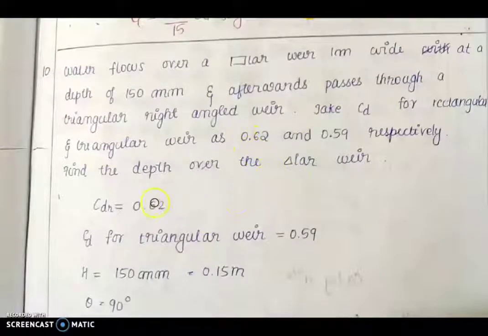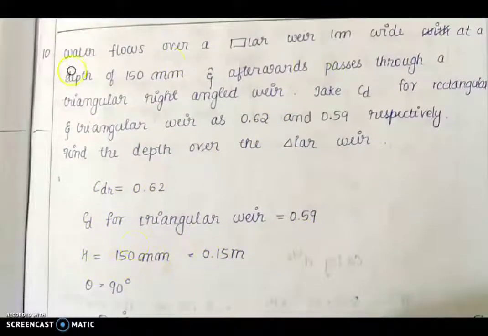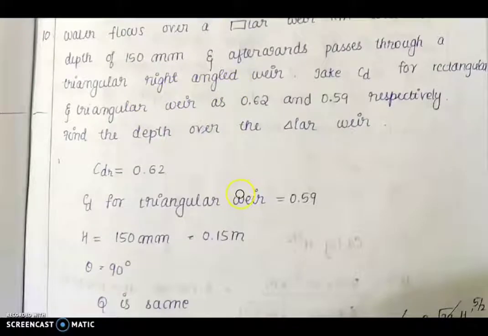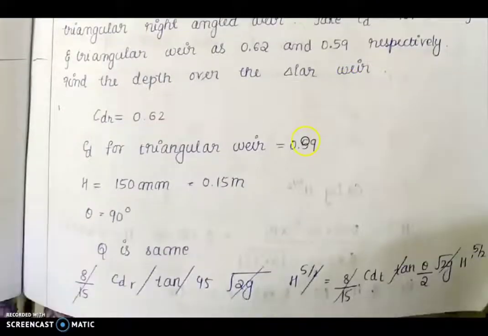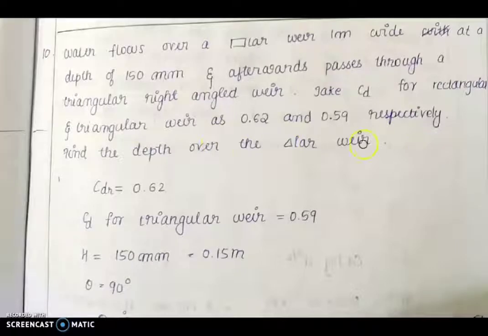So first I have written down all the given data. CD for the rectangular is 0.62, CD for the triangular is 0.59, H is given as depth 150 mm. There is a theta angle for the triangular weir, that is 90 degrees. So this is a right angled weir. Okay, and L is also given as 1 meter. And here the advantage is that once the water flows through the rectangular weir, it is passing through a triangular right angle weir.